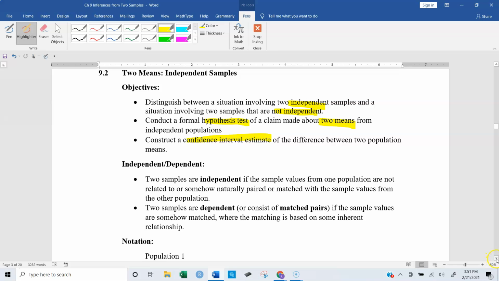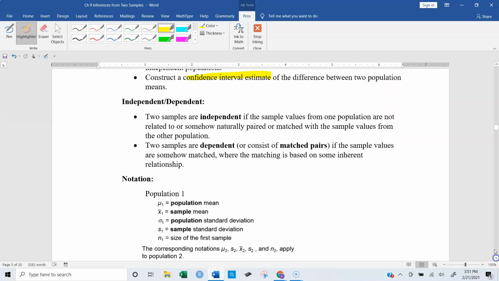Now remember the difference between independent and dependent. Independent is if the sample values from one population are not related in any way, shape, or form. They are not naturally paired or matched with anything involved. Dependent means just the opposite. The sample values are somehow matched, where the match is based on some inherent relationship. So maybe they're brother and sister. Maybe it's one person and you take their temperature in the morning and night. Something where they're matched together.